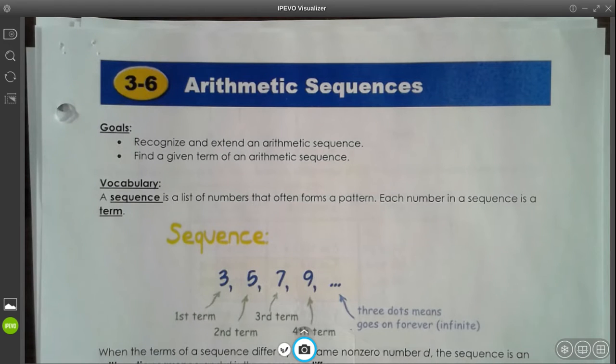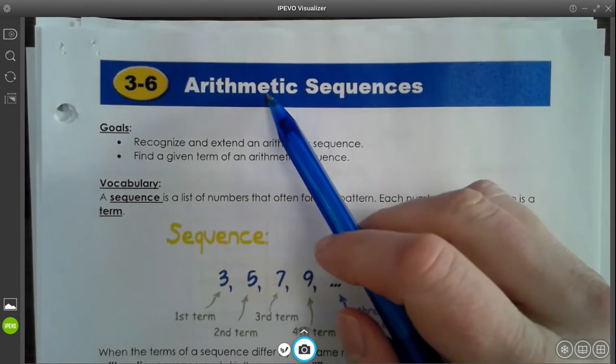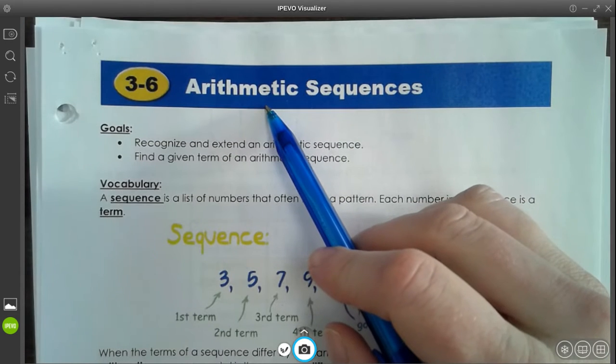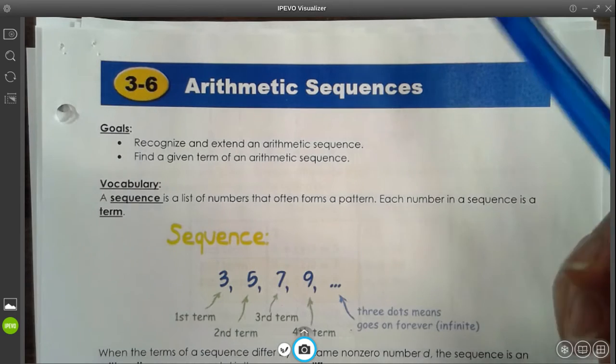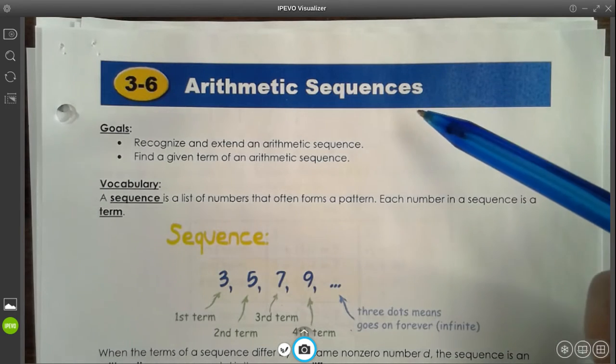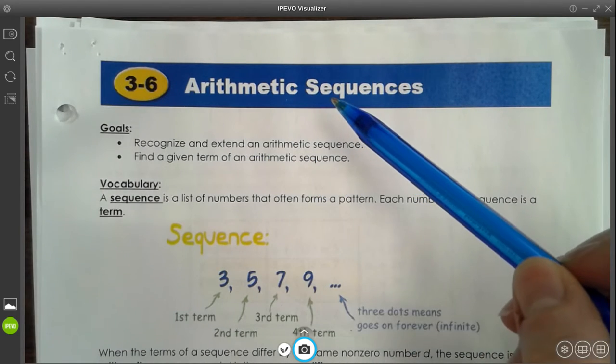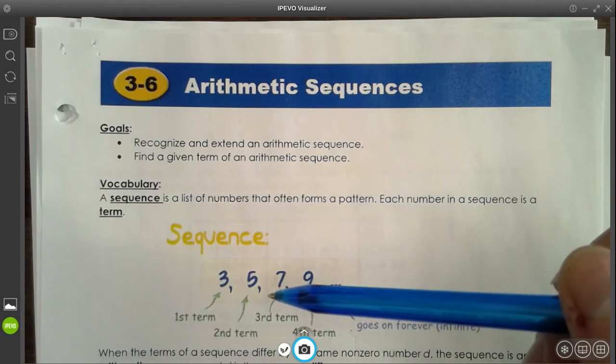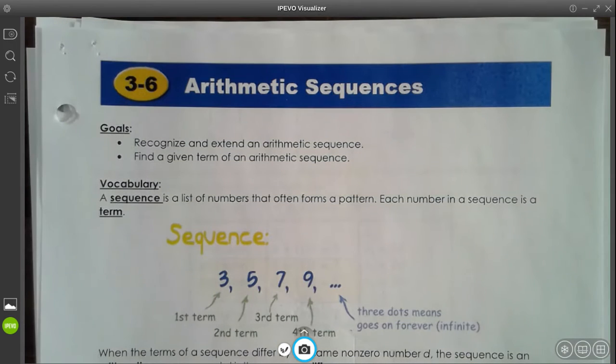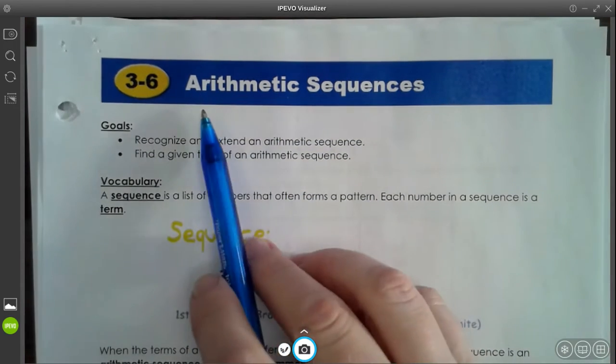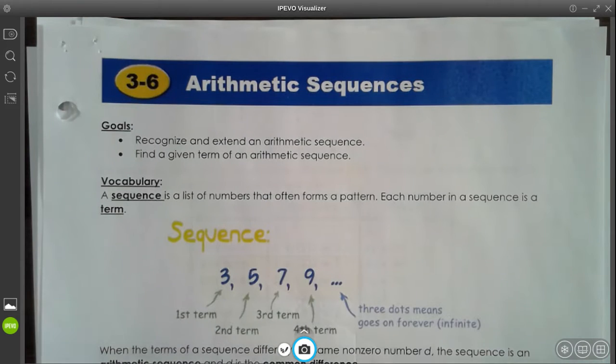Hey, this is the last section of Chapter 3 in Algebra 1A. It is arithmetic sequences, and it looks like the word arithmetic, and it is also pronounced that way in a different setting. But an arithmetic sequence is basically just a sequence in which we use addition to get to the next term. So addition is like doing arithmetic, so that's why we call it an arithmetic sequence.